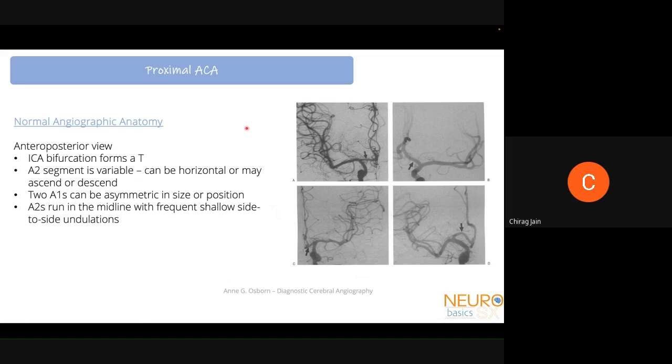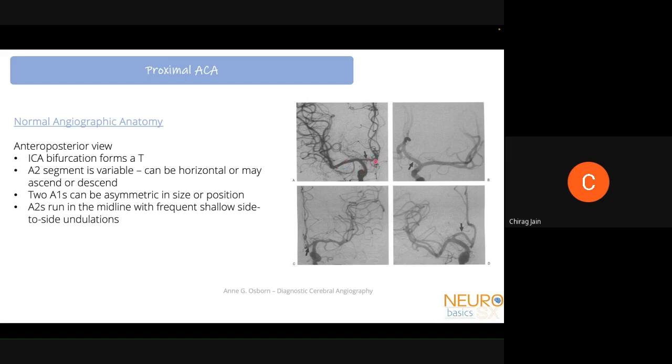Okay, so coming to how the ACA looks on angiography. As we know, the ICA bifurcation on an AP view is going to end up forming this T-shaped structure, which divides into an MCA and the ACA. And the ACA is the smaller branch. The MCA is usually twice the size of the ACA.